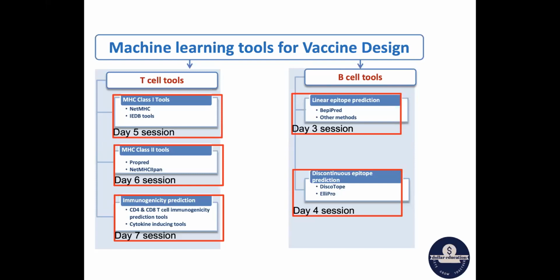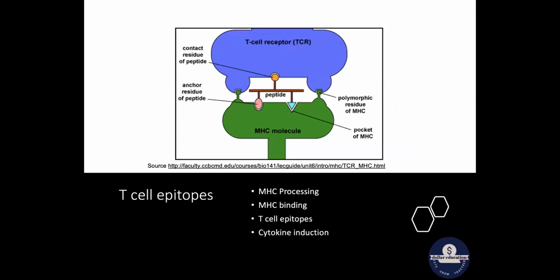When we move on to the T cell, as I said, T cells are fundamentally different from the B cell. They must be presented through MHC. So we must understand how many different types of MHC molecules there are. Typically there are two different types of MHC, class 1 and class 2, and they have totally different ways of presenting and creating epitopes. That's why we'll be dedicating different days to understand MHC class 1 and MHC class 2.